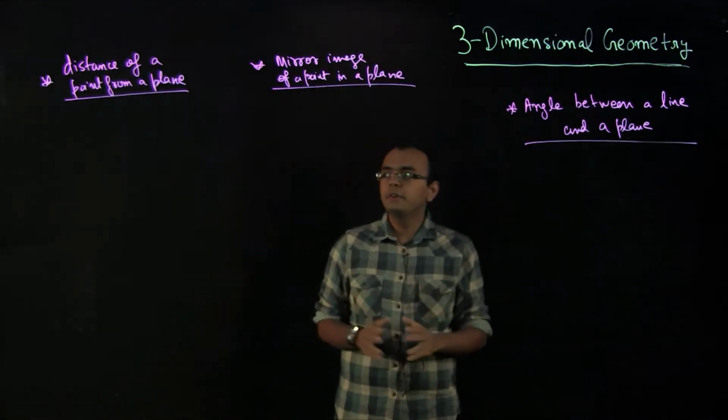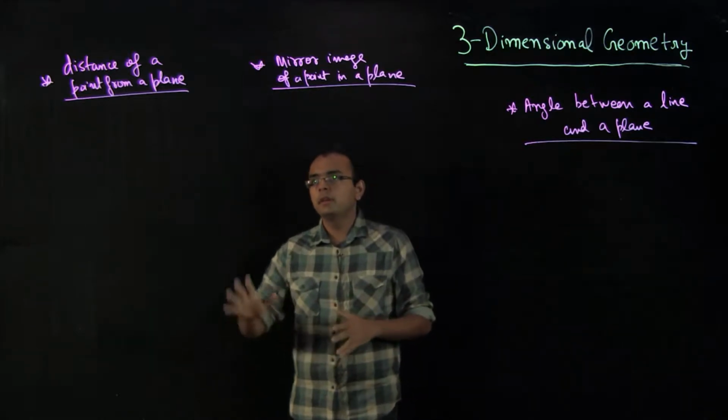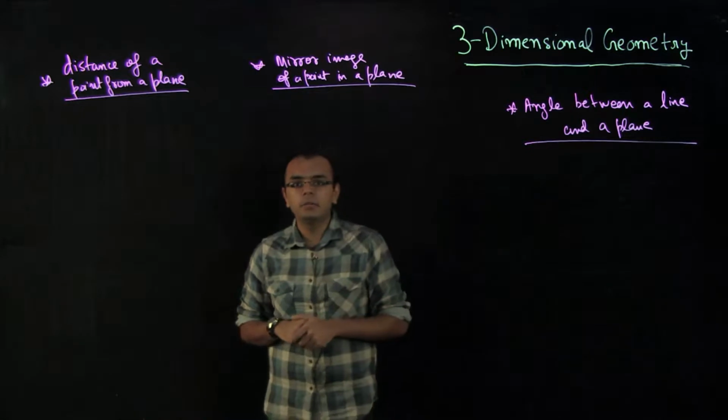Hi everyone, in this video we will be talking about three topics for the chapter on 3D geometry. The three topics are distance of a point from a plane, mirror image of a point in a plane, and angle between a line and a plane.